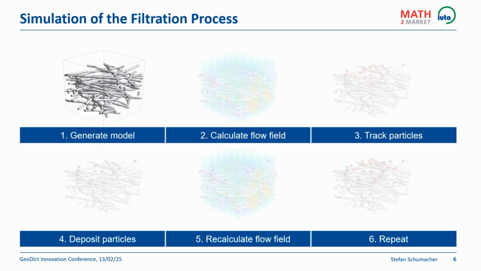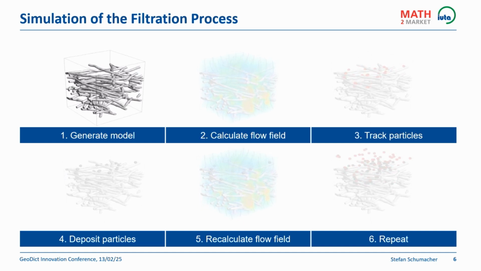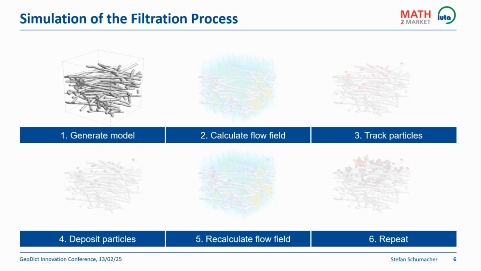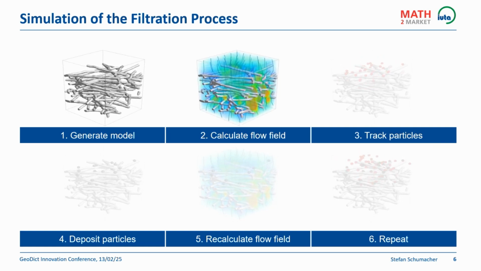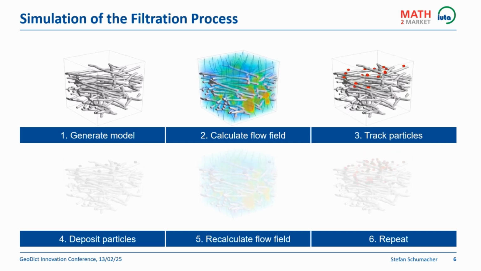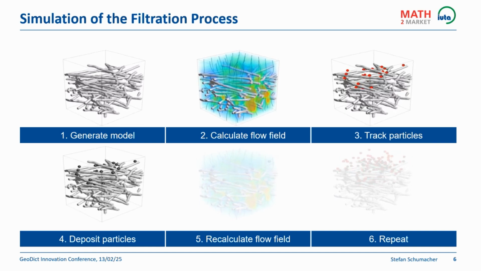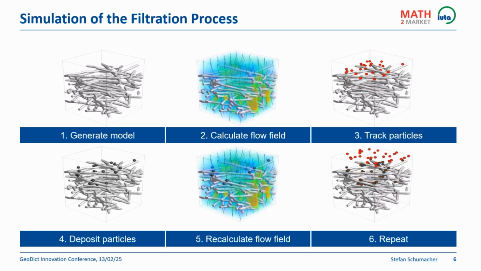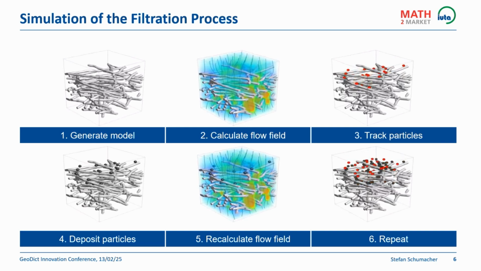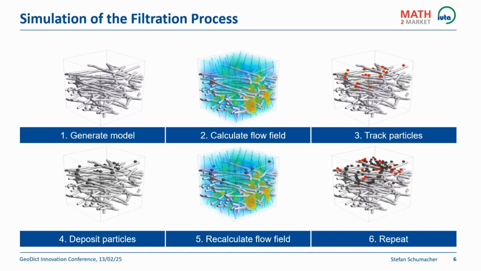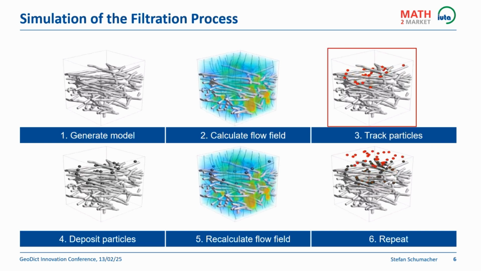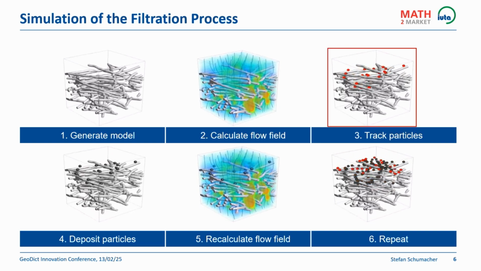I probably do not need to say a lot about GeoDict because you have heard about this in the previous talk. What you basically can do, you can generate a model or import it as a micro-CT scan. You calculate the flow field. You can track particles. They are deposited. And if you want, you can, after deposition, recalculate the field and iterate this if you want to simulate these loading processes. So that's already all implemented. So the main thing we have to focus on is this tracking stage, where certain aspects need to be added for these electrostatic considerations.